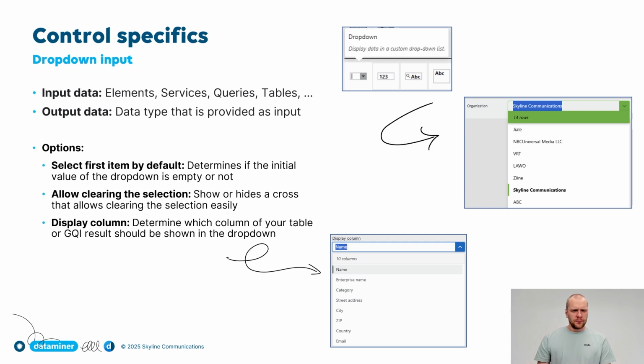We also have some options for the drop-down, such as select first item by default. Of course, when you initially open a page containing a drop-down, we will select the first item that is available. Allow clearing the selection is a second option, which will show or hide a cross that allows clearing the selection on the right-hand side. And then specifically for GQI data, we have the ability to select a display column. It could be that you have several columns in your data set, but you want to use one specific column to be rendered in the drop-down.